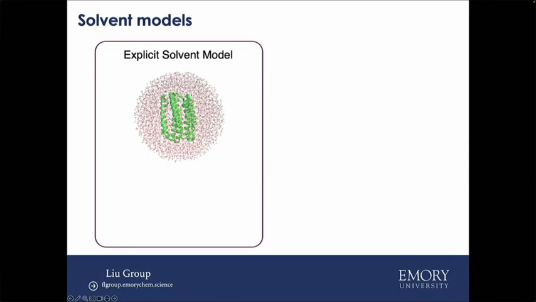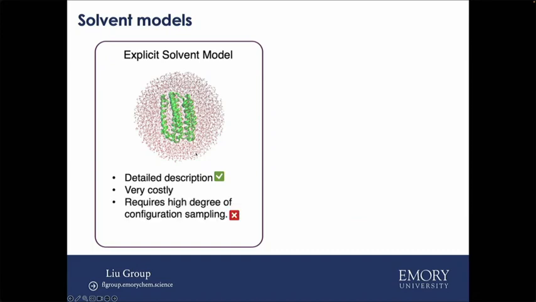Usually we use two types of solvent models. The explicit solvent model, where the solvent molecules are explicitly simulated at quantum mechanical or classical mechanical level of theory, whereas the solute molecule is treated quantum mechanically. This kind of model usually can provide us a relatively detailed description of the solute-solvent interaction, but it can be computationally very costly because it usually requires high degrees of configuration sampling.